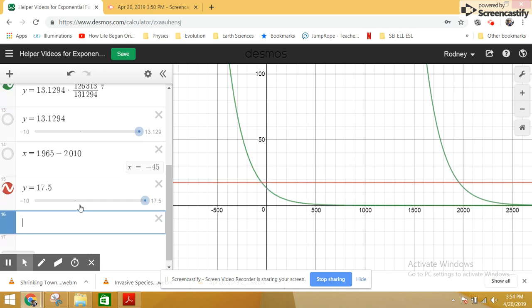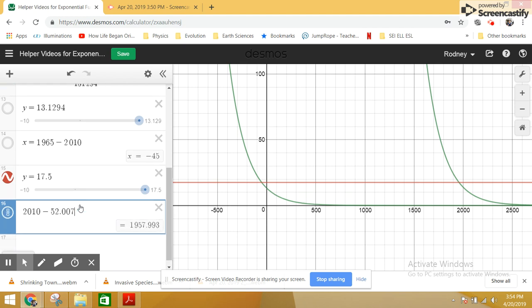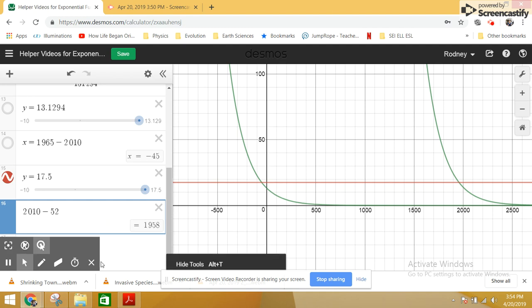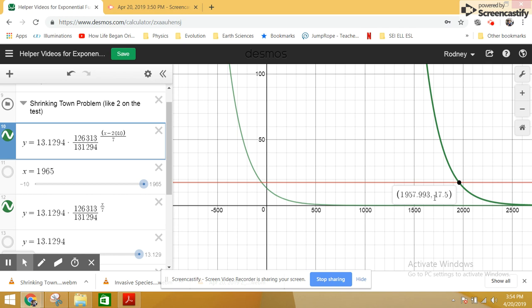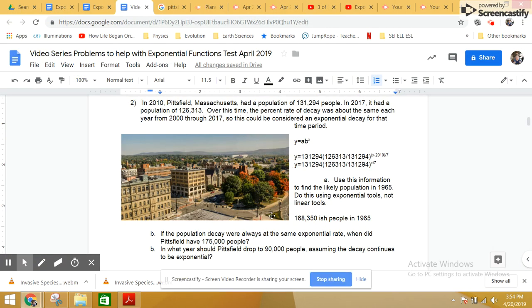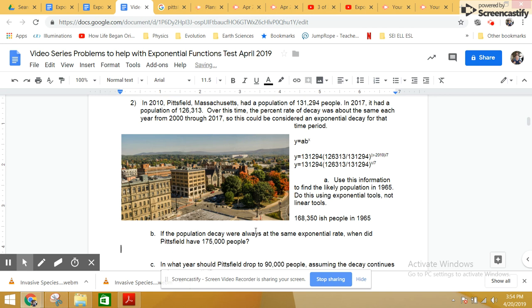So let's just do that. 2010 minus 52.007. And we get about that. And since I'm rounding here, we're just going to get rid of the 0.007. And we get 1958 as the year, which is, in fact, pretty much what the year was. So about 1958, the population was 175,000. So we go back to here and we say in about 1958, the population was 175,000 people.